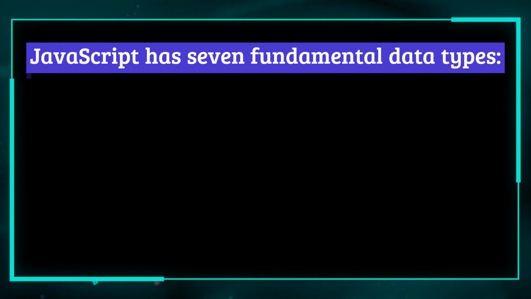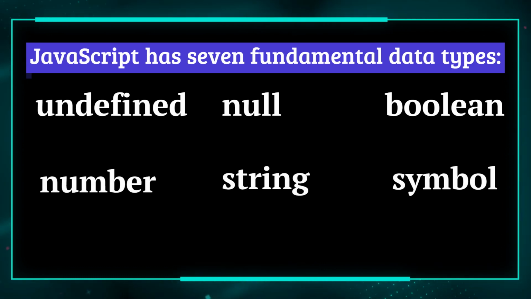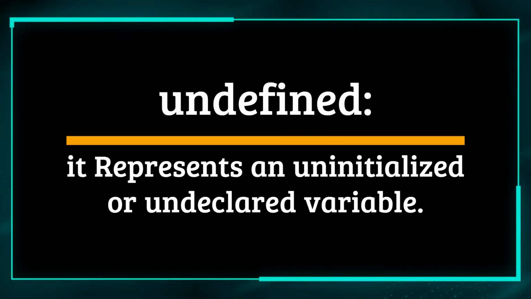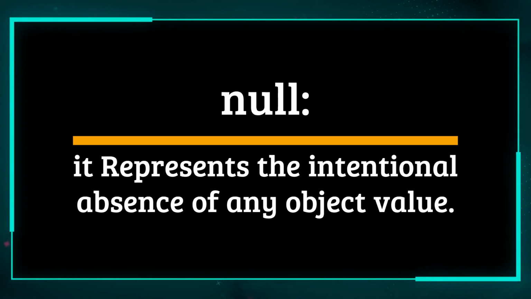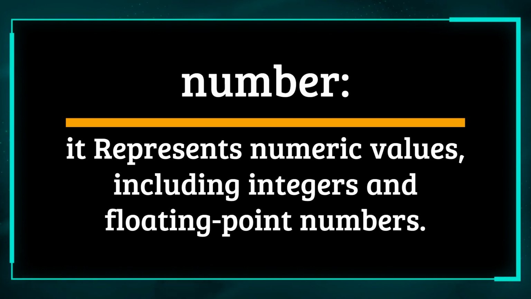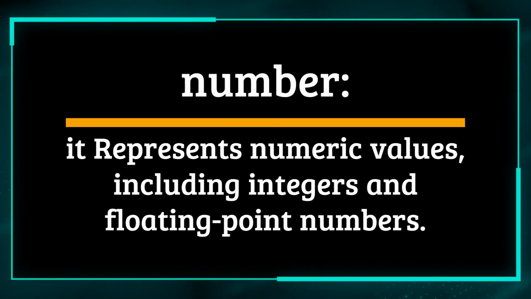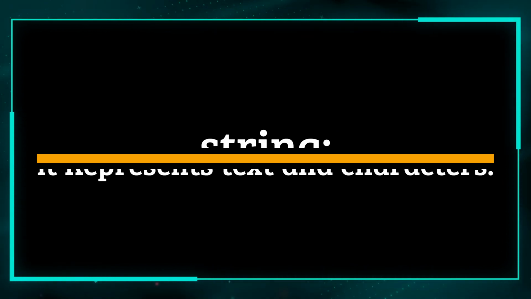JavaScript has 7 fundamental data types: undefined, null, Boolean, number, string, symbol, and object. Each data type serves a specific purpose. Undefined. It represents an uninitialized or undeclared variable. Null. It represents the intentional absence of any object value. Boolean. It represents true or false values. Number. It represents numeric values, including integers and floating point numbers. String. It represents text and characters.